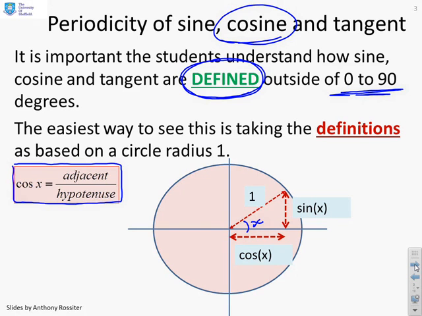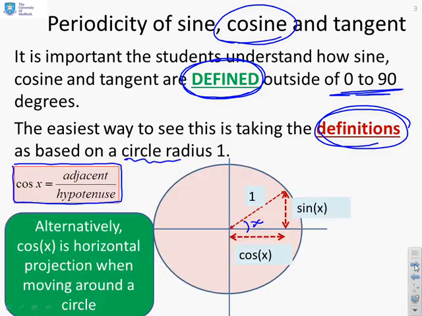Well, the easiest way is to look at a more general definition for cosine, and the general definition is based on a circle of radius 1, and you'll see that's what we've plotted here. And what you do is you take the horizontal projection of a point when that point goes round the circle, and obviously the x is marked in here. So you can see for 0 to 90 degrees, the horizontal projection clearly gives you cos x.